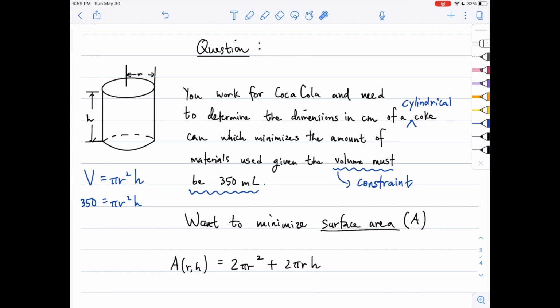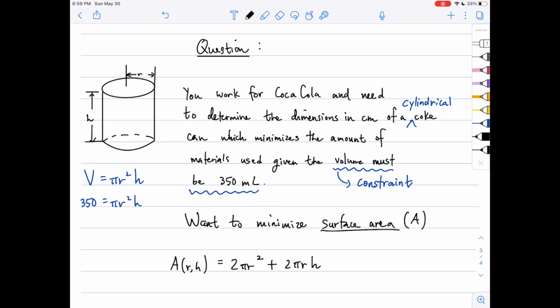And we have that relationship right here. That relationship is just the constraint. So what we're going to do is try and turn this from a two variable function to a one variable function. Remember what the goal is. The goal is to minimize surface area.